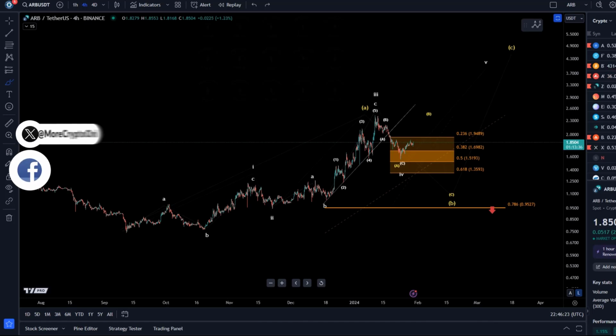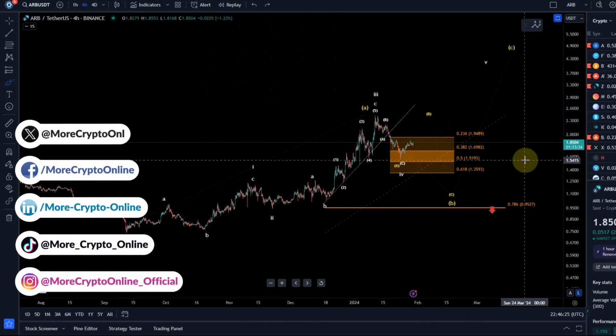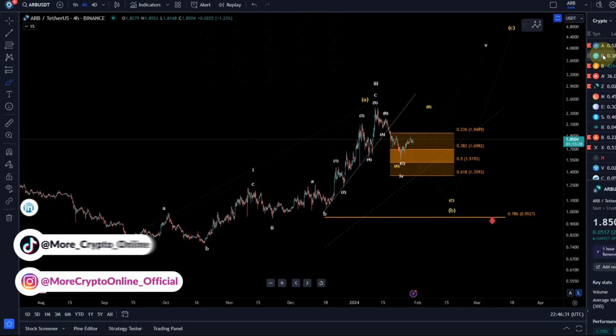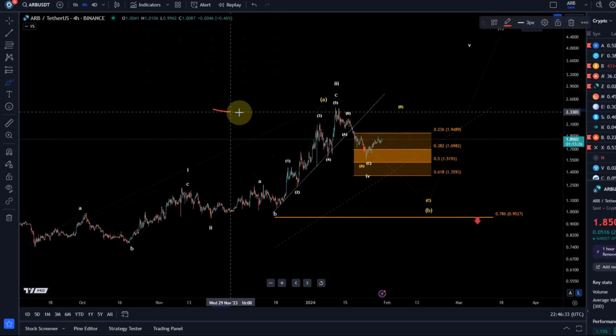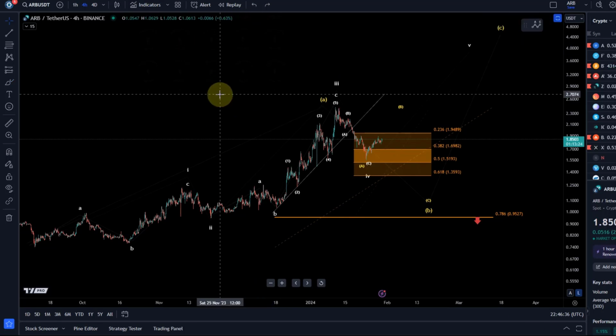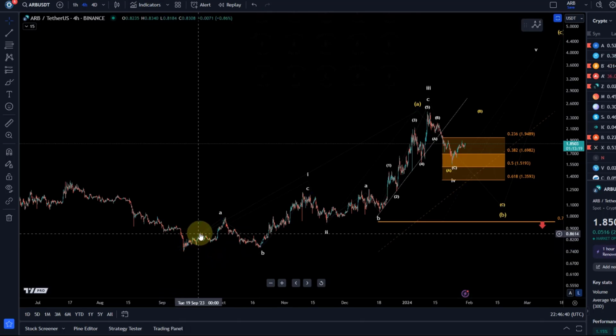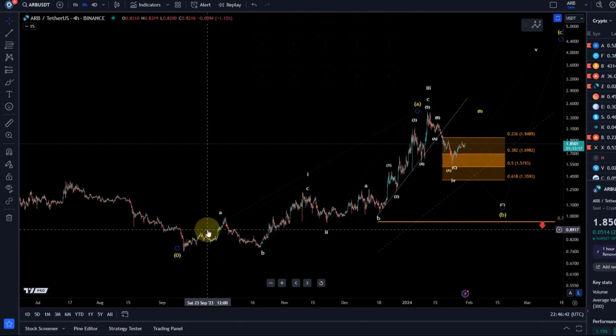So we take a look at the ARB chart today. Prices across the board go up. We have a pretty promising day in crypto today. So let's take a look at the structure here. Bear in mind that this is a very short-term chart, with very limited history.